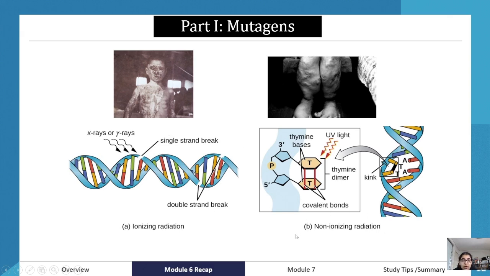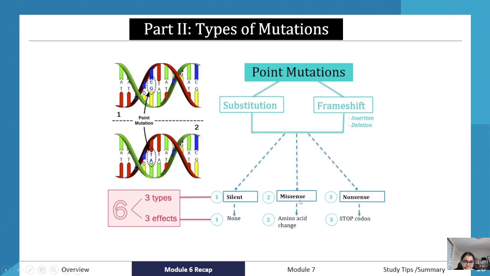On the other hand, we've got non-ionizing radiation, which causes pyrimidine dimers to form between thymine. So it can form between thymine and guanine. Yes, it's always good to remember that. But this is an example here of thymine dimers. So these are forming between two thymine bases. So that's that. All right, let's have a look now at what happens as a result of these mutations.